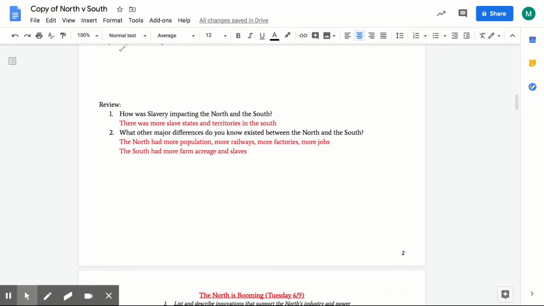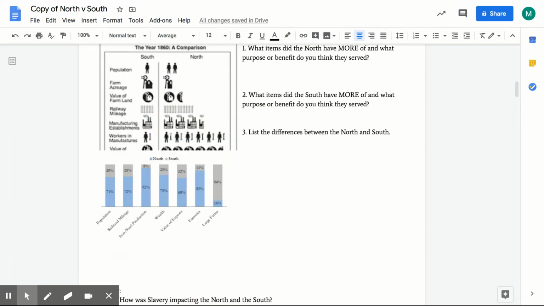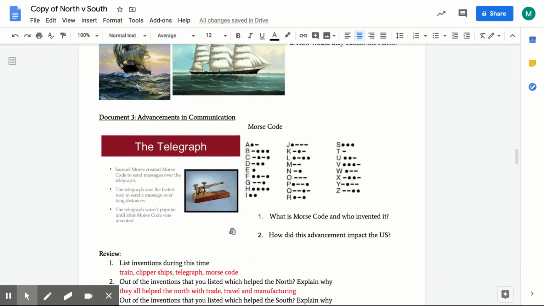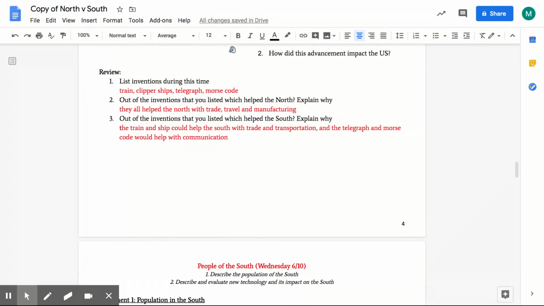Then we talked about some new cool technology like the telegraph, the clipper ship, the Morse code, all these different new technologies that we will expand upon. Okay.